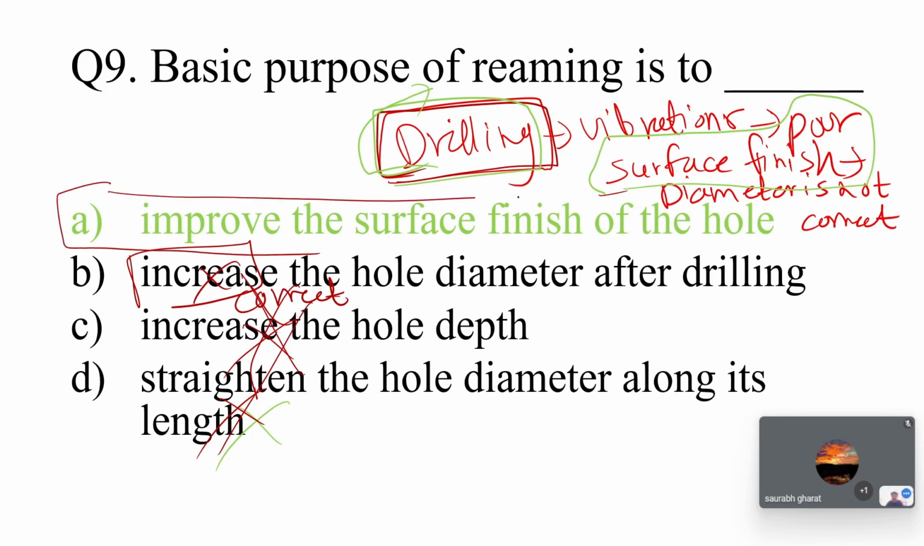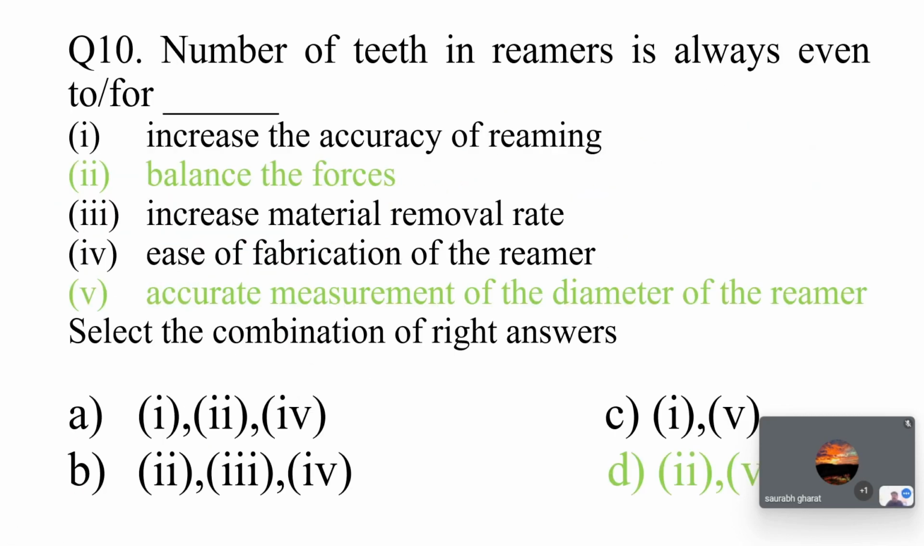So only this will be your correct answer. I explained everything, in the assignment also. The number of pits in a reamer is always given for increasing accuracy. Increasing accuracy of the reamer is not it; there is no concept of number of pits here. It is given in the notes.